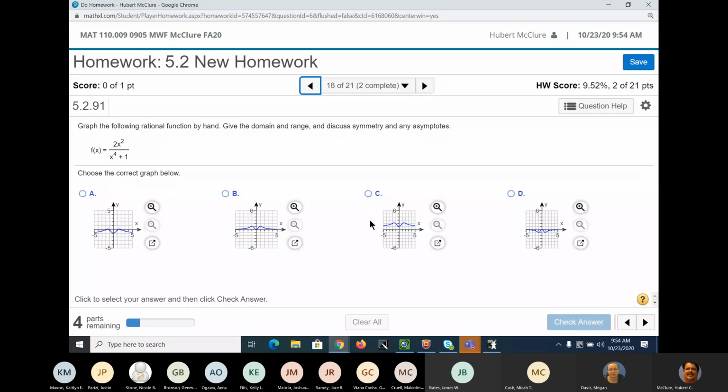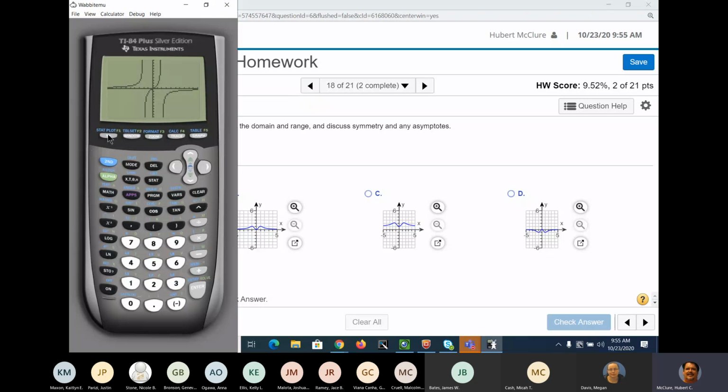I would say it's probably going to be either B or D. Why? Because it's on the x-axis. This one crosses the x-axis, and this one's above the x-axis. So it's either B or D, and I think it's B because this would be the inverse, but I may be wrong. That's where the calculator comes in.